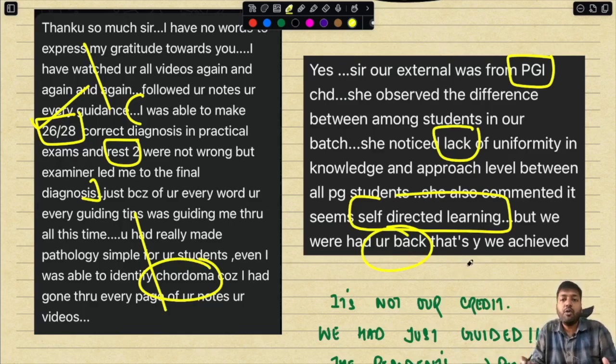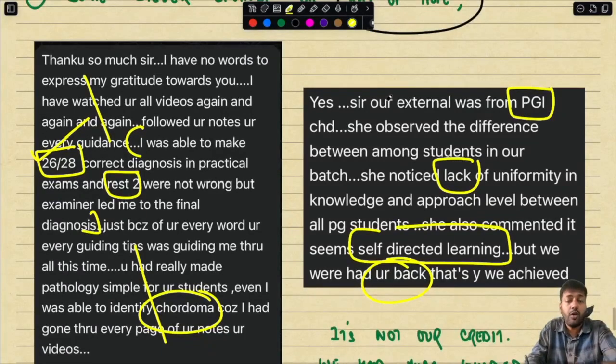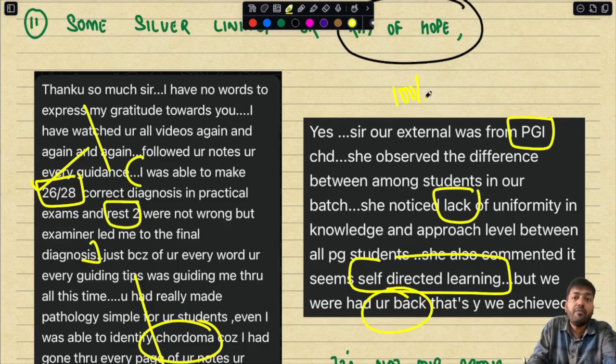So basically what is very important over here, that you have to understand that no matter where you are, in whichever college you are, if you are reading as we have directed you to read, and if you are consuming knowledge the way we have directed you, and remember, 100% of these reviews that I am sharing with you, these students have been enrolled for more than 1 year in Simply Pathology.